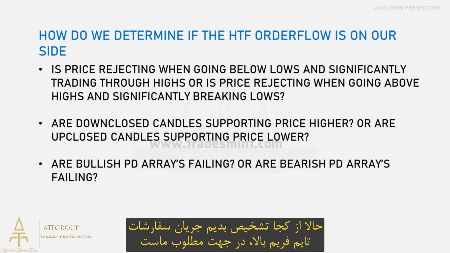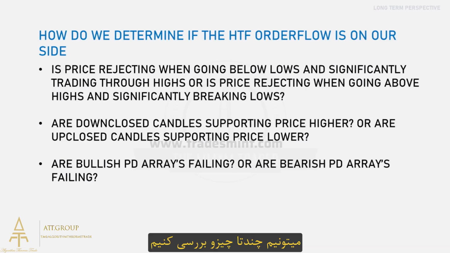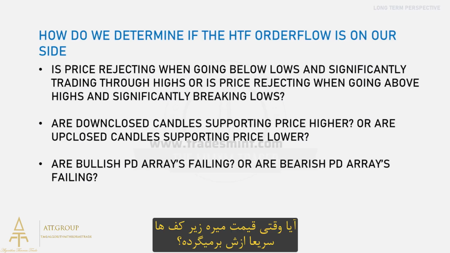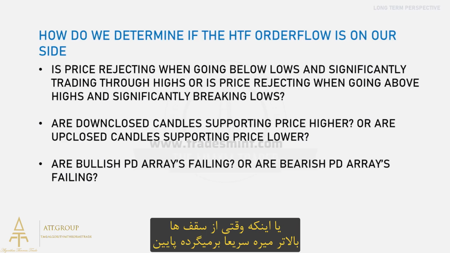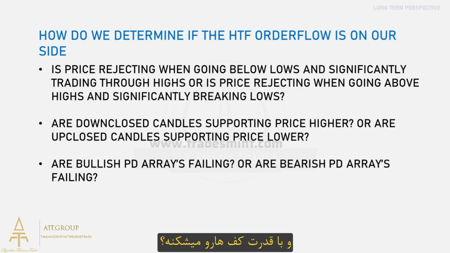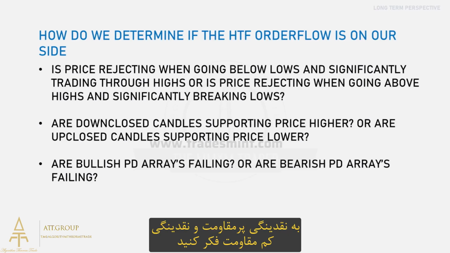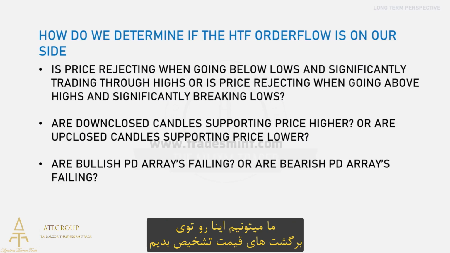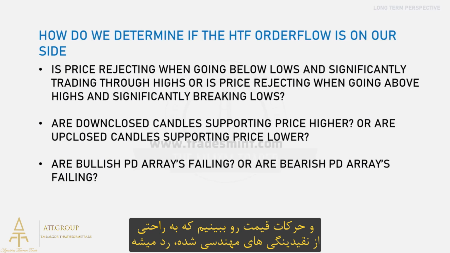So how do we determine if the higher time frame order flow is on our side? We can go over a few things. Is price rejecting when going below lows and significantly trading through highs, or is price rejecting when going above highs and significantly breaking lows, right? And think about high resistance liquidity and low resistance liquidity, right? We can spot those with those rejections and easy price movements through engineered liquidity highs, right?